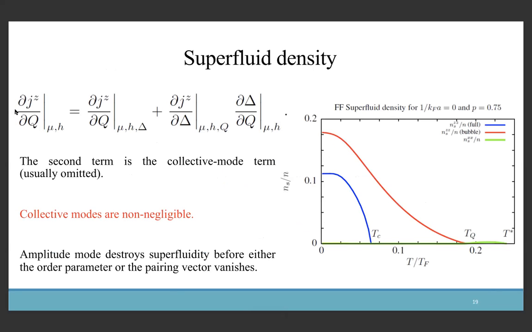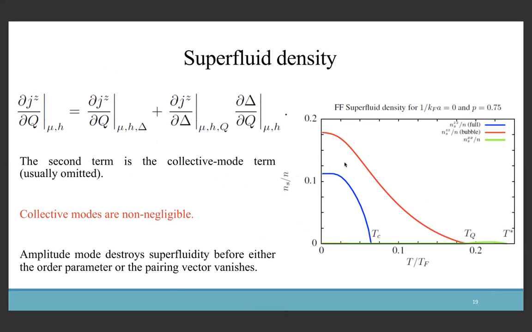So the superfluid density is proportional to this derivative of Jz with respect to Q. Now there's this first term, which is what is conventionally calculated, and there's the second term, which has usually been omitted. So here I'm showing a plot of the superfluid density for a relatively strongly interacting system, and the red curve is this first term, which is what people usually think of as the superfluid density for the Fulde-Ferrell system, and this blue curve I'm showing is the full expression.